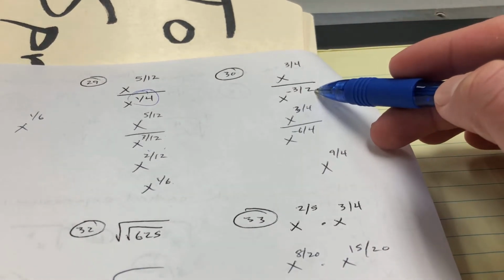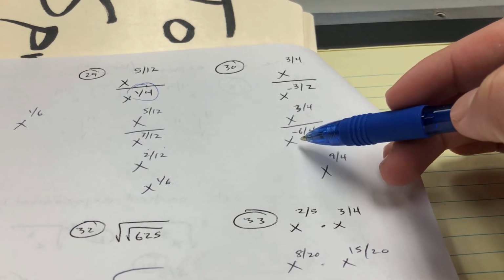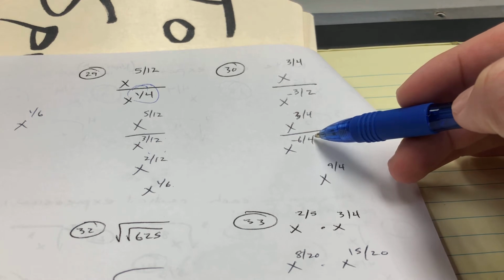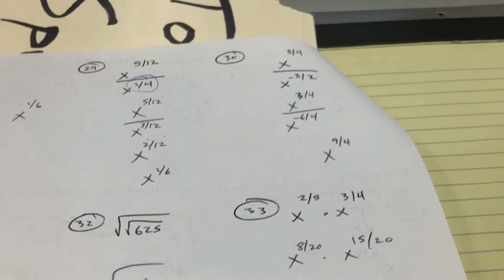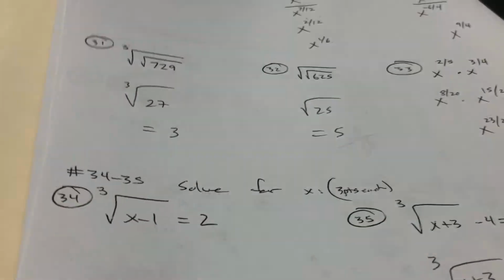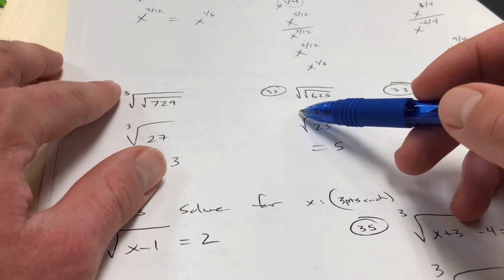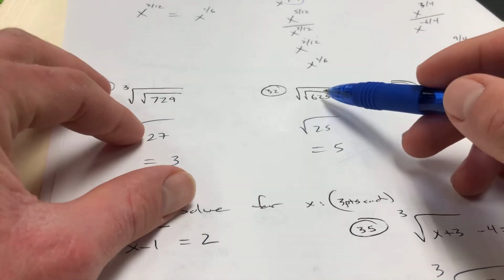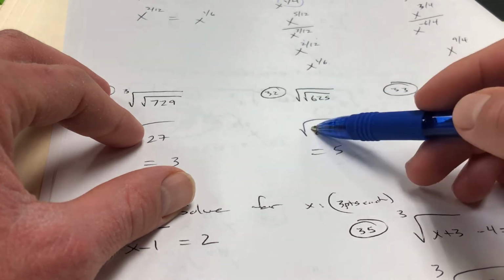3/4 and a negative 3 over 2. Common denominator is 4. So x to the 3/4 divided by x to the negative 6 over 4. 3 minus a negative 6 is 9/4. X to the 9/4. Take the square root of 729, that's 27, then take the cubed root of it, that's 3. Take the square root of 625, that's 25, then take the square root of it.